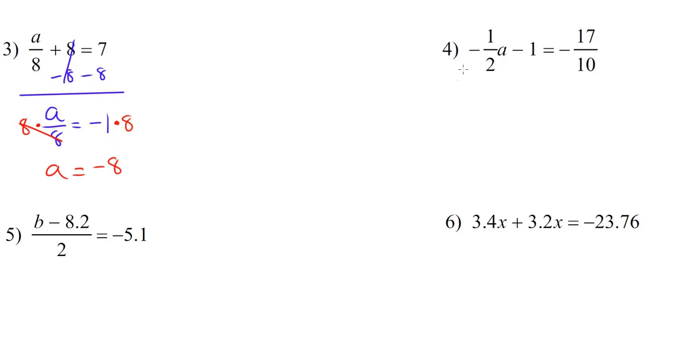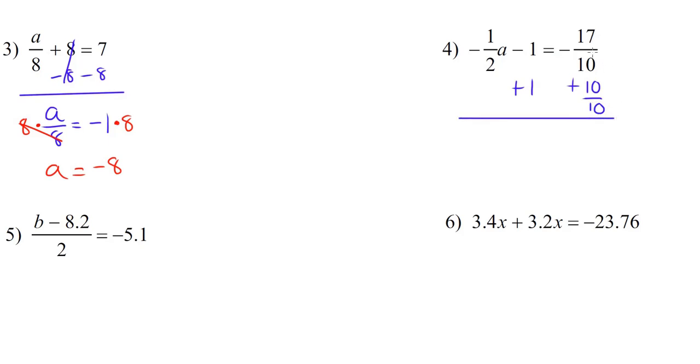All right, number 4, we have negative half a minus 1 equals negative 17 over 10. Step 1, undo addition or subtraction. So we have to get rid of this negative 1, and in order to do that, we're going to add 1 to both sides. But since this is a fraction, I want to rewrite this whole number 1 as a fraction using the same denominator of 10. So I can rewrite 1 as 10 over 10. And now I can go ahead and add them together.